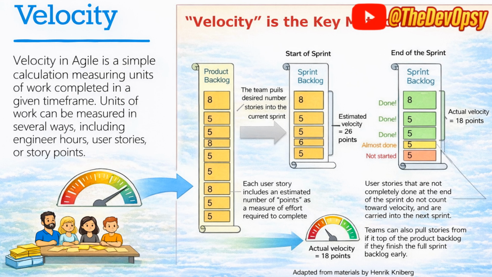This is also an important term called velocity. Now, velocity in Agile is a simple calculation measuring units of work completed in a given time frame. Units of work can be measured in several ways, including engineering hours, user stories, or story points. Now, if you see in the product backlog, each item has been marked with user story points, like 8 story points, 5 story points, etc. In your sprint backlog, you might have taken 5 items, right?